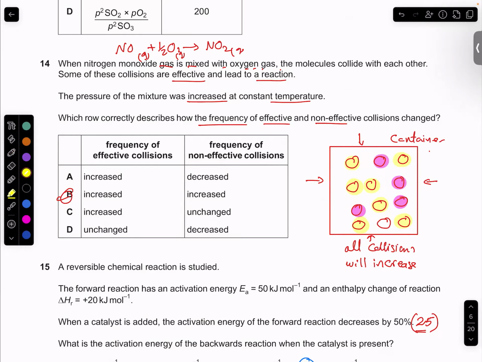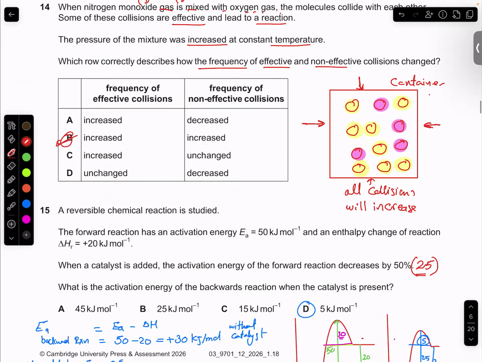So when you increase the pressure on the container, all the collisions, the effective and non-effective collisions, will increase, and the reaction will happen faster. Since the frequency of the effective collisions increases, the reaction will be faster. So both the frequency of the effective collisions and the frequency of the non-effective collisions will increase.